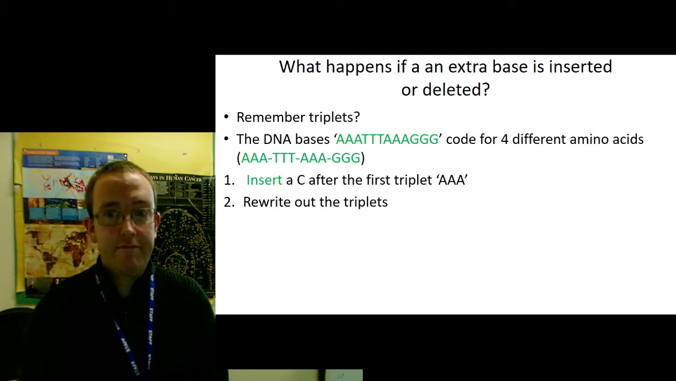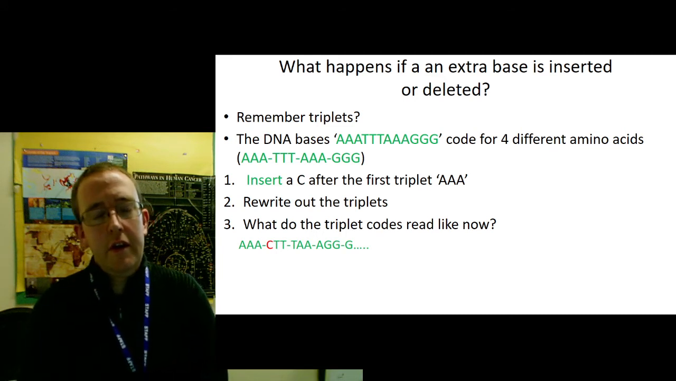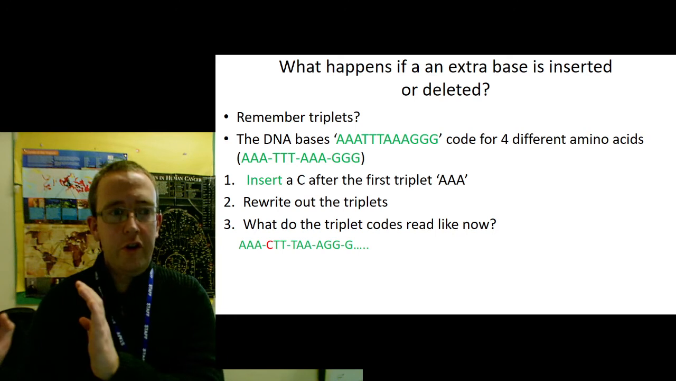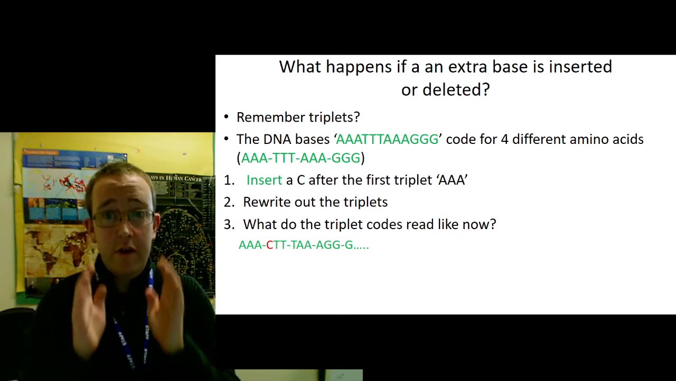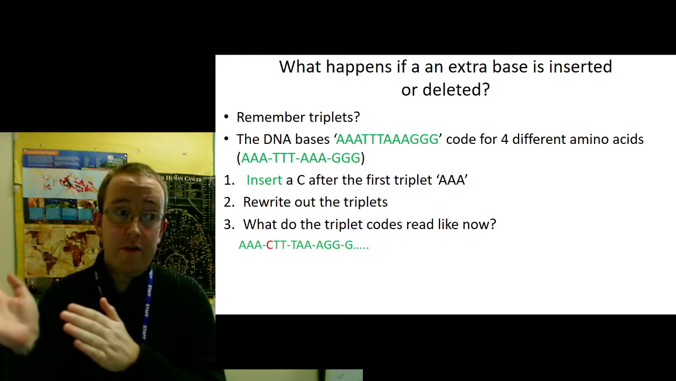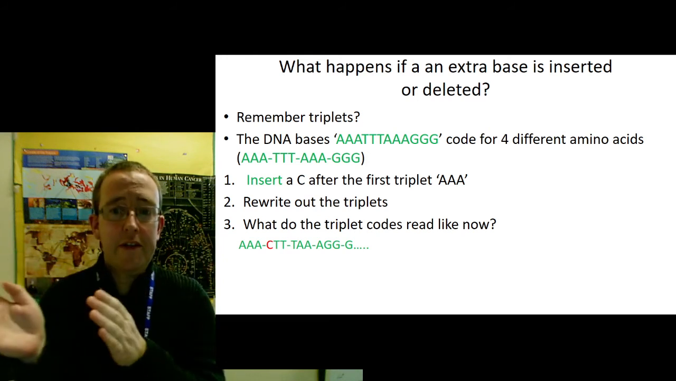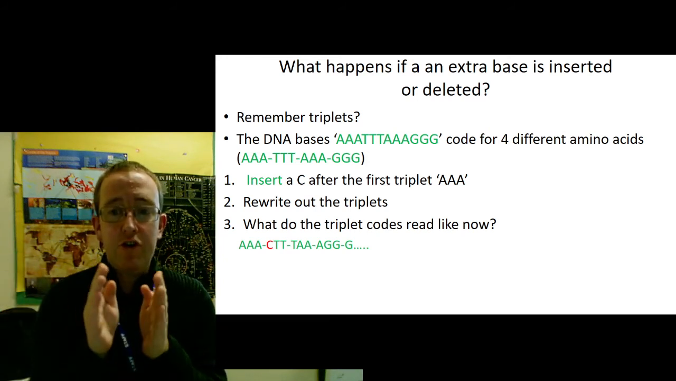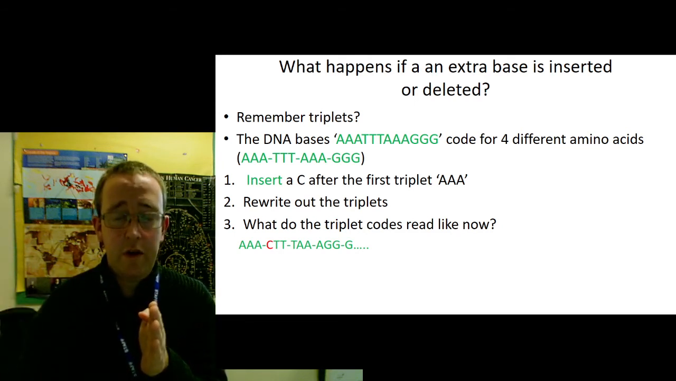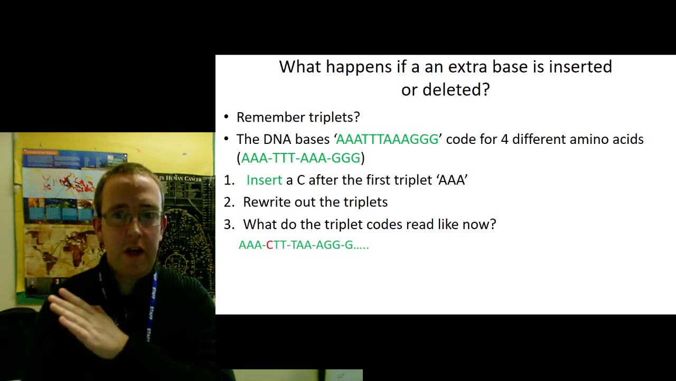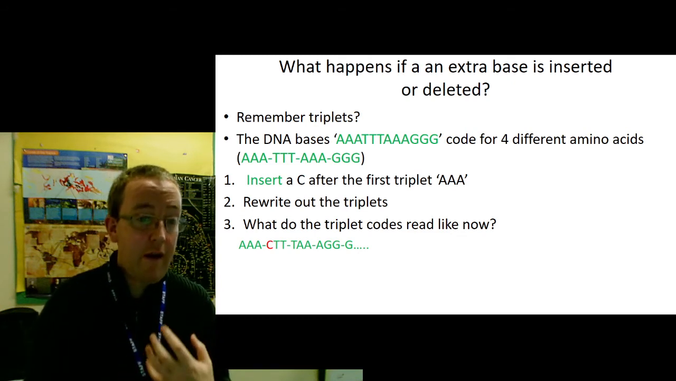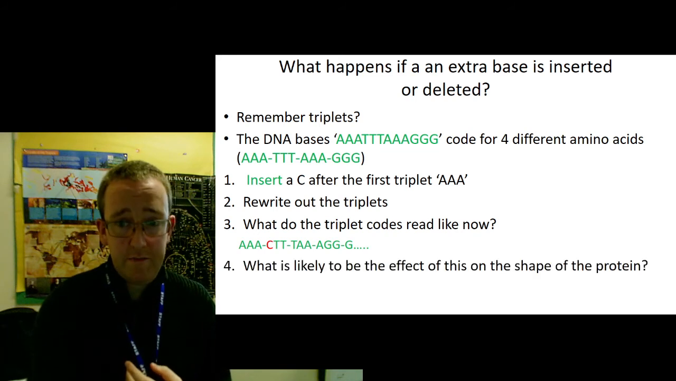Okay, done that. Right. So of course what this addition does is shunt all of the other bases down. So now this triplet system is broken, okay? Because the ribosome is still going to come along and read in those triplets, but now it's basically shunted the last base of every triplet onto the first base of the next one. So everything after the mutation is broken, okay? And that kind of mutation is very, very damaging to the protein indeed, okay?